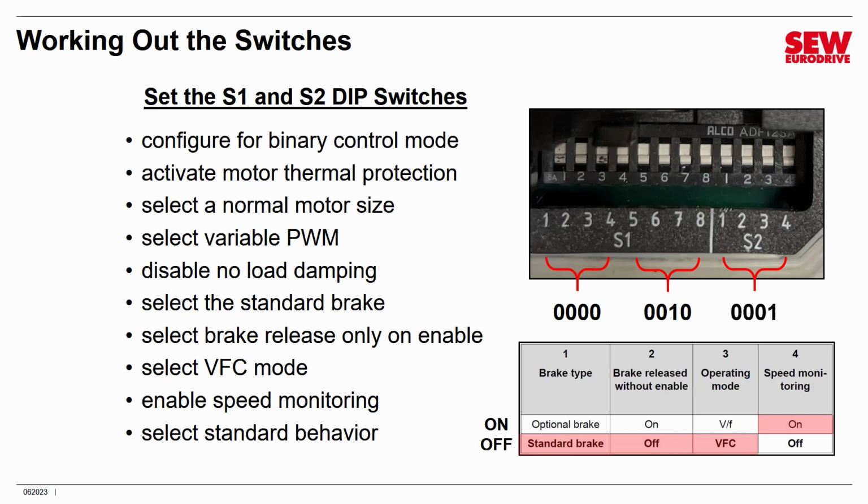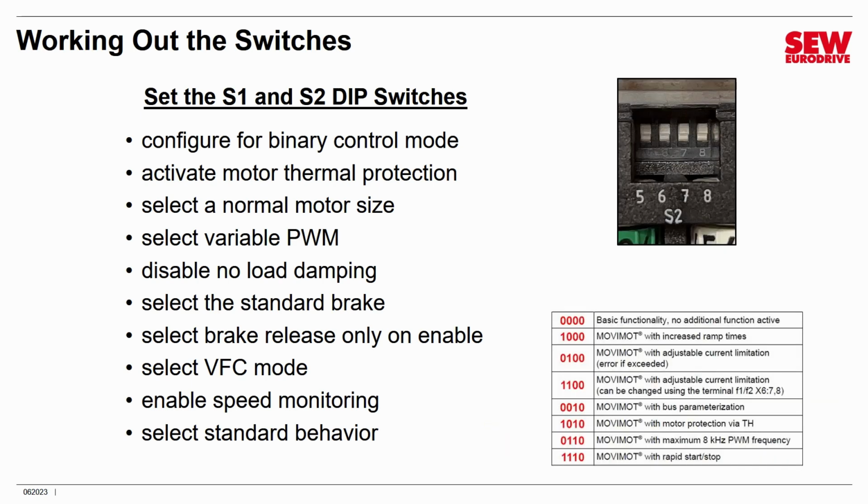All right, almost done. We have to set the other half of the S2 bank. That one configures the alternative behaviors, but we don't want the alternative behaviors. We just want basic functionality. So we just set those switches to all zeros, and we're good to go.